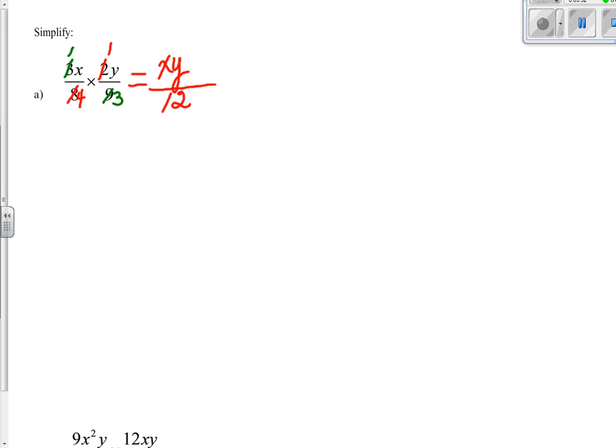Lastly, I need to consider restrictions. 8 nor 9 nor 12 are ever equal to 0. I don't have any restrictions. You don't have to write this. But we have no restrictions because there was never a variable on the bottom to start with.